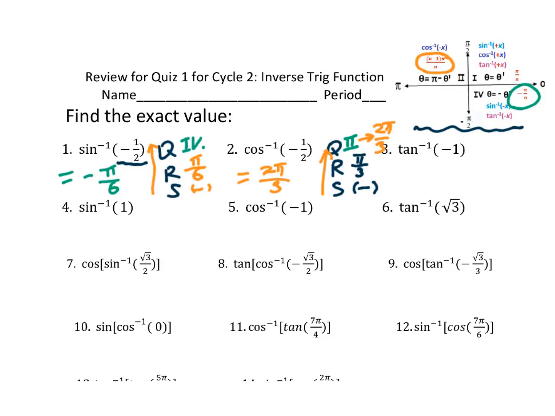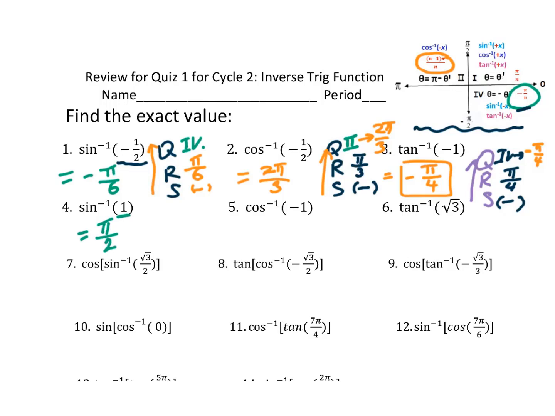For number 3, still that's QRS backwards. We got negative sign. Reference angle is pi/4. Go to fourth quadrant. Pattern will be -pi/n. Therefore, answer will be -pi/4. For number 4, since the domain of this inverse is positive, therefore, reference angle will be the answer, pi/2.